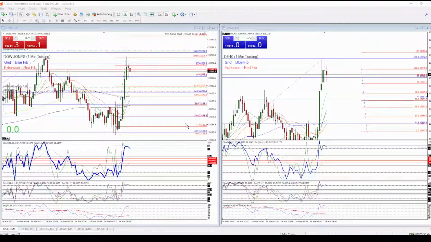Waiting for another extension flip setup on the DAX. Going to wait for that one for a bit. Dow, we do have one coming from the lows, short below 61.8 for 5 points. Trend chaser above 100 also for the 5.